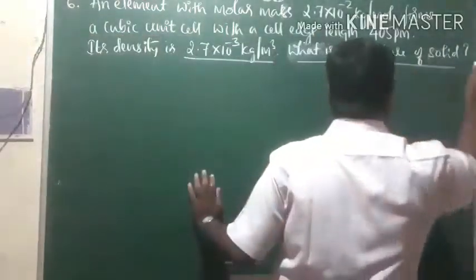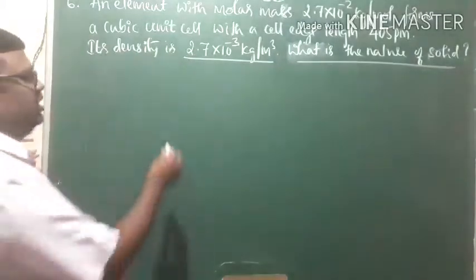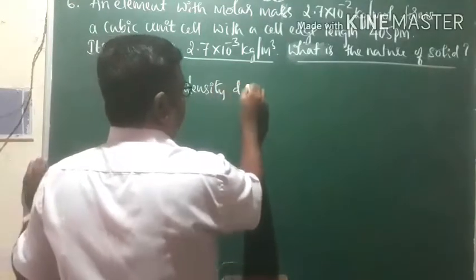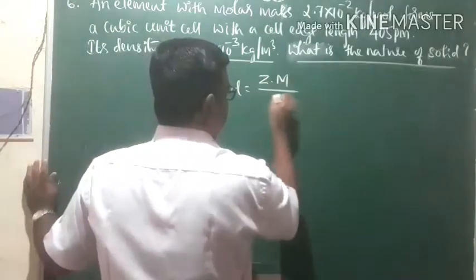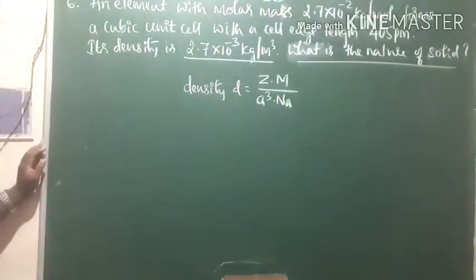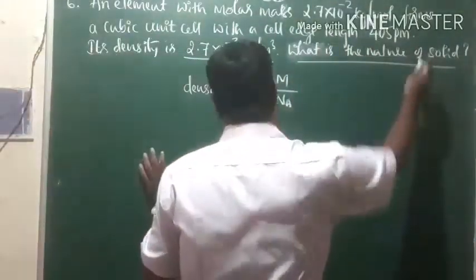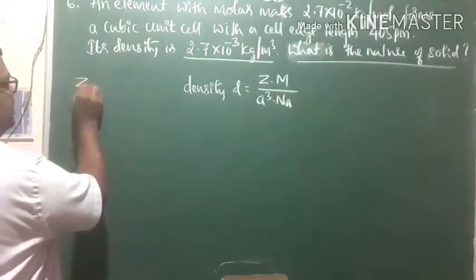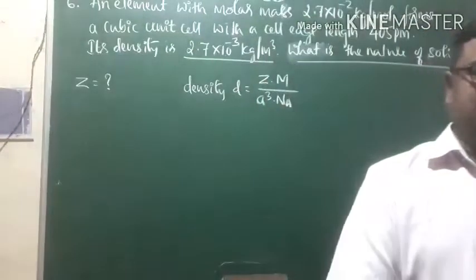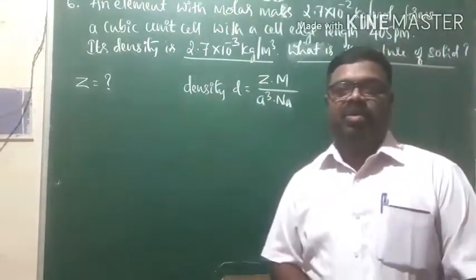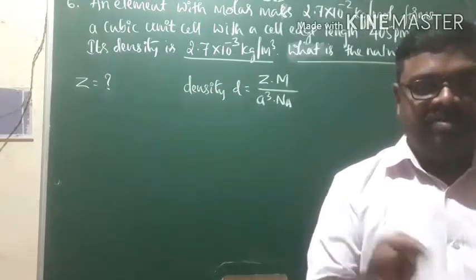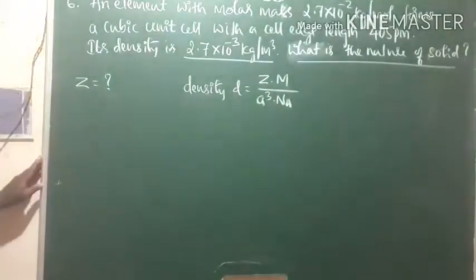What is the nature of the solid? In the formula we have the density, D equals Z into M divided by a cube into Avogadro number. In order to decide the nature of the solid, you are supposed to calculate the Z value. If Z is equal to 1, it will be a simple cubic unit cell. If Z is equal to 2, it will be a body-centered cubic unit cell. If Z is equal to 4, it will be a face-centered cubic crystal lattice. Because of that, you are supposed to calculate the Z value here.